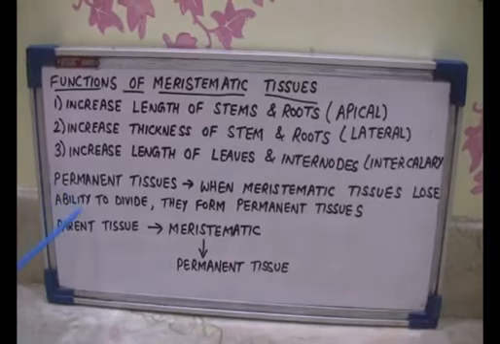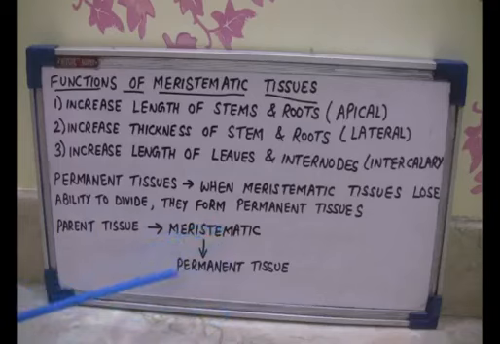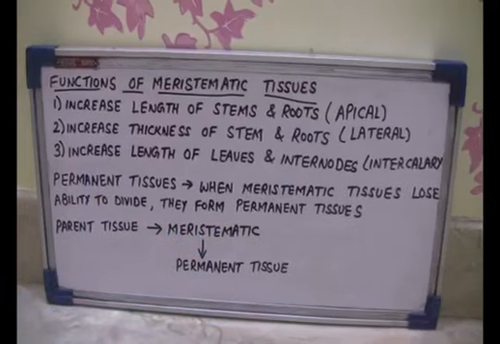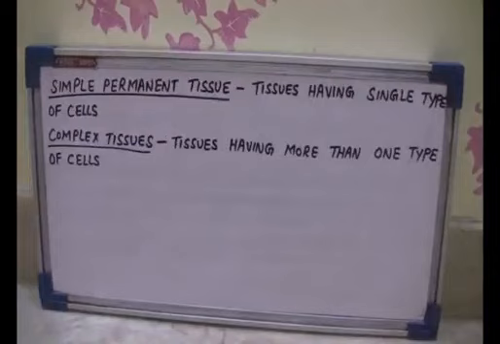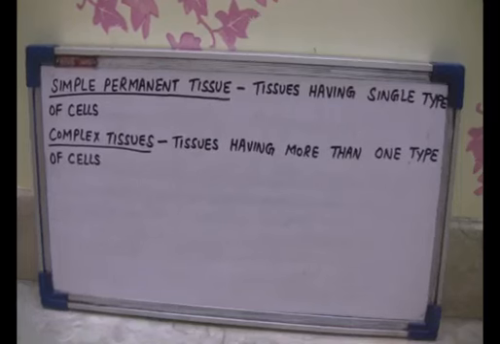Now what are permanent tissues? When meristematic tissues lose their ability to divide, then under special circumstances they form the permanent tissues. It means that the parent tissue is still the meristematic, but under some circumstances they have changed into the permanent tissue. Okay, two types of permanent tissues are simple permanent tissue and complex tissues. So what are simple permanent tissues? The tissues which are having a single type of cells are simple permanent tissue, and very simple to memorize. What are complex tissues? The tissues having more than one type of cells are complex tissues.